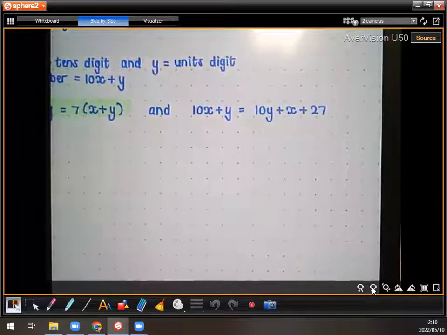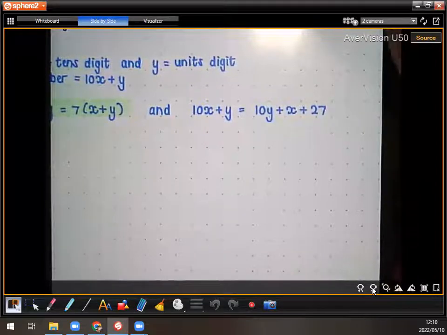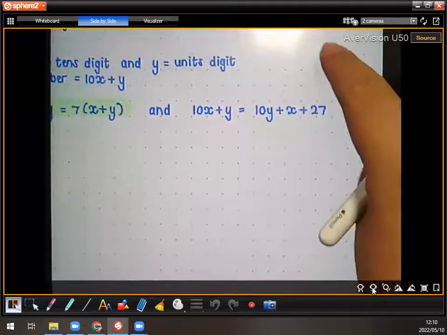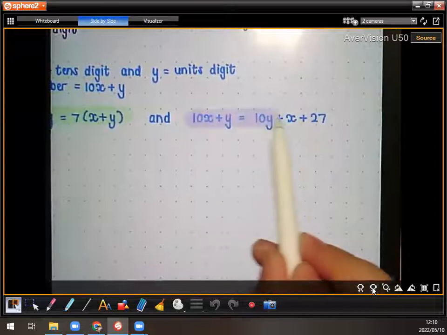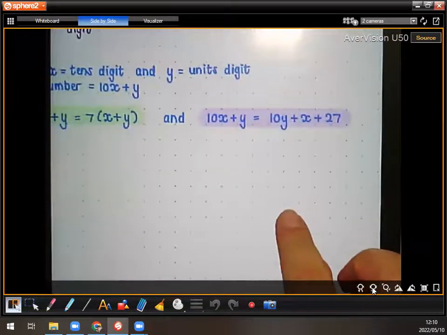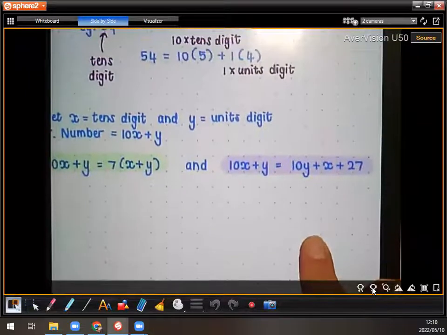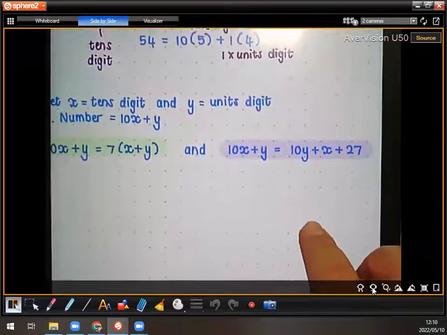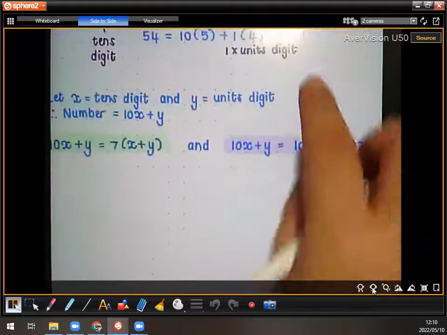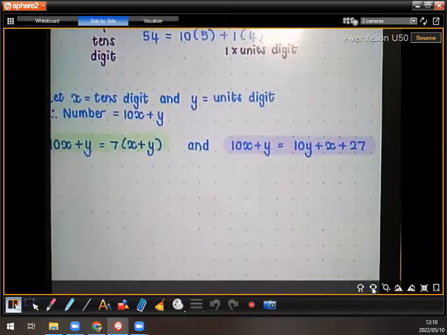There we go. So, guys, you really need to read very carefully, right? Because there's a lot going on and it's a lot of words and it can become very confusing quite easily. Yeah, so at the end, we're going to get our x and y values and then work out the number.